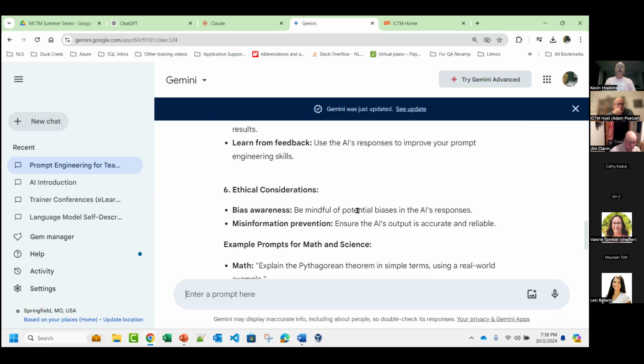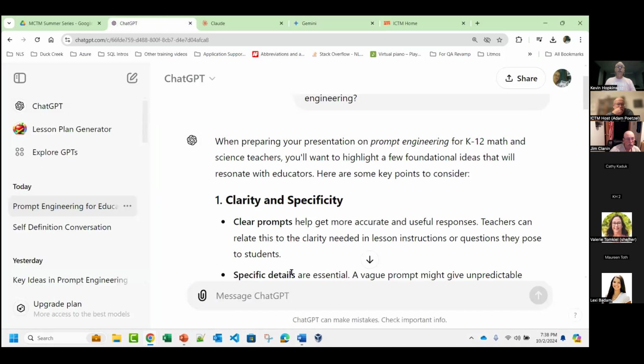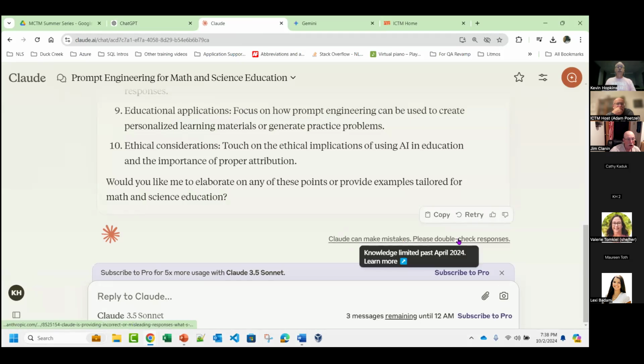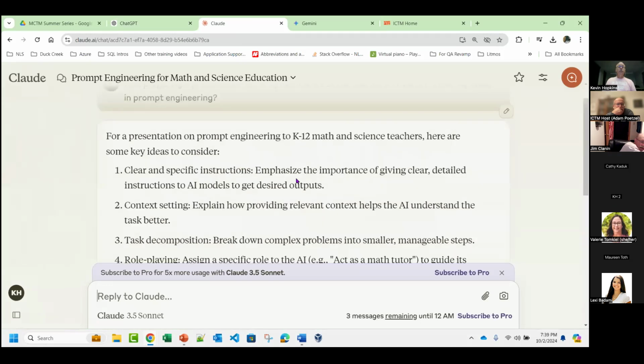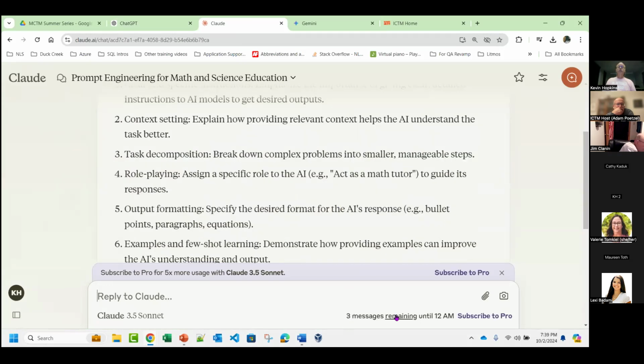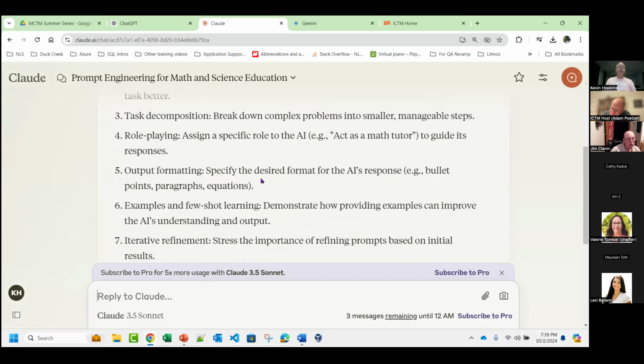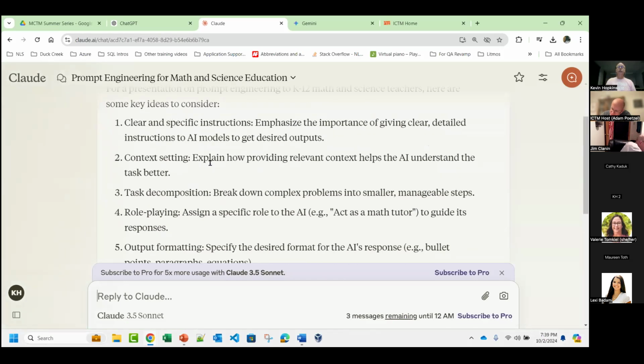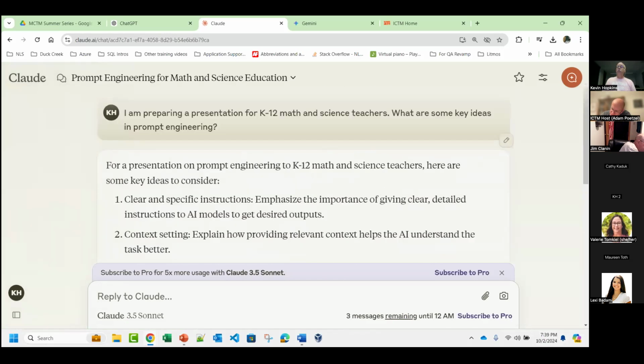Be aware of biases. Notice down here it does say Gemini may display inaccurate info. ChatGPT also can make mistakes. Claude can make mistakes. Please double check. Also notice here in Claude, if we look, it says 3 messages remaining until midnight. So when I use my messages, I'm kicked off for about 4.5 more hours. So I can do that. But again, just some ideas on how you can begin to interact and work with it.